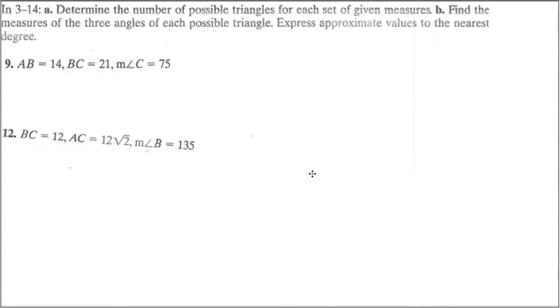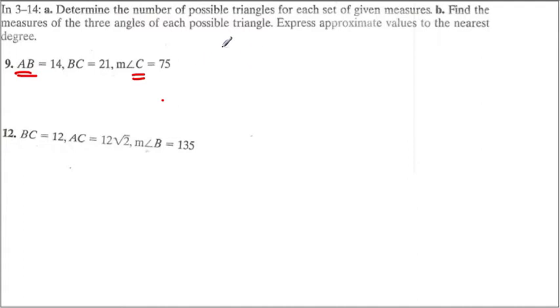Hello, so let us look at a few questions regarding Algebra 2 and then trigonometry. So here first we need to determine the number of possible triangles and find the measures of each case. Now, we're going to be using the law of sines to figure this one out. In case of number 9, notice that line segment AB is opposite of angle C.